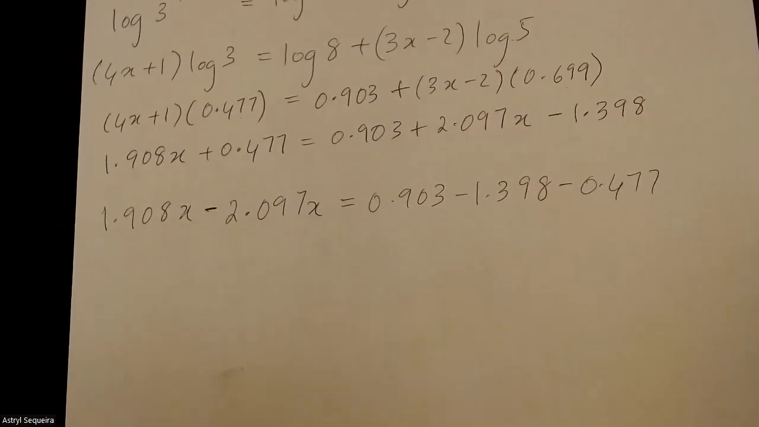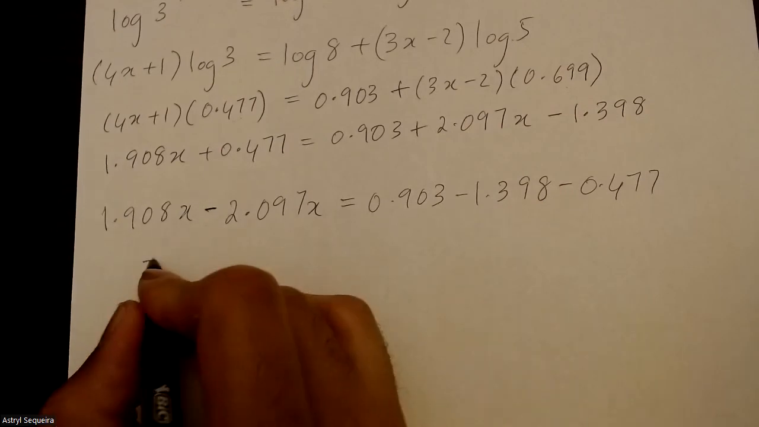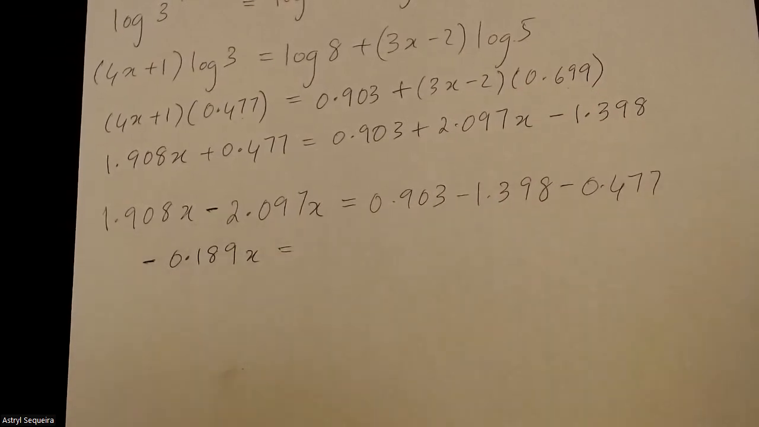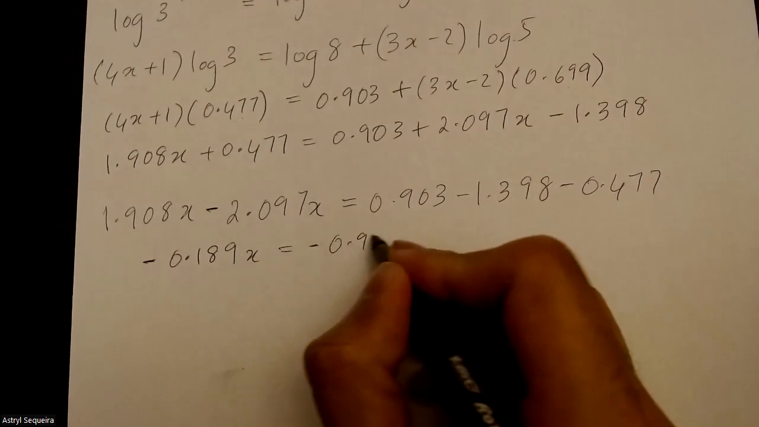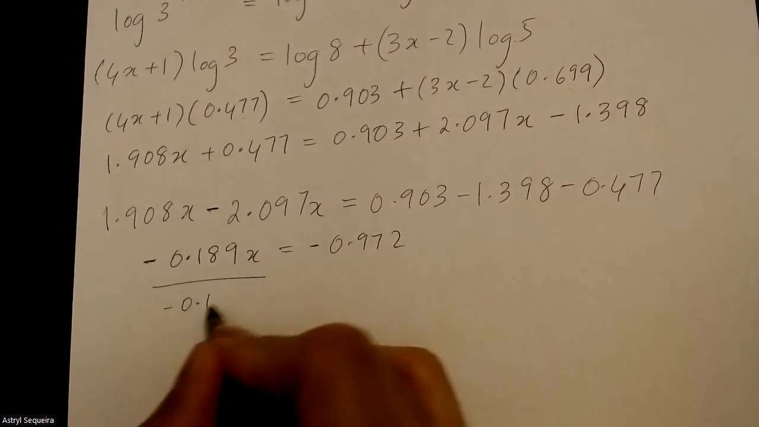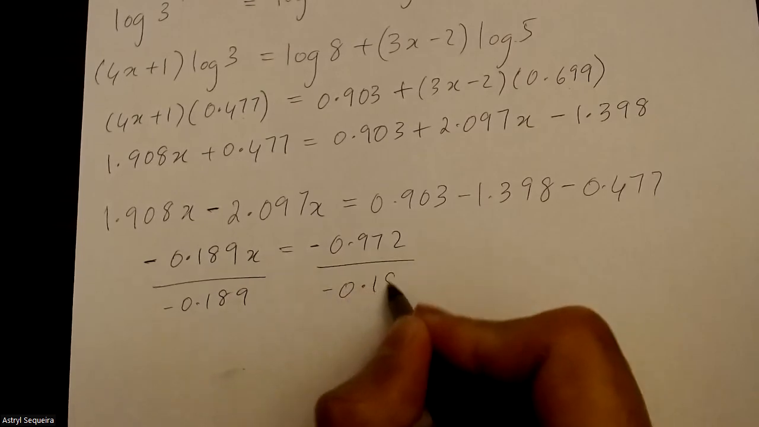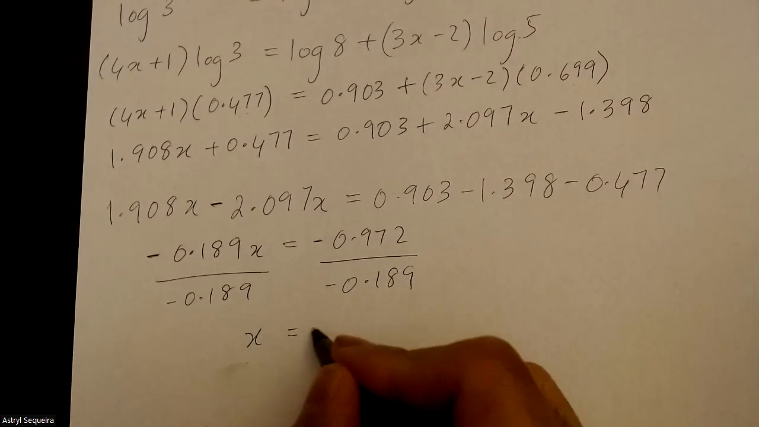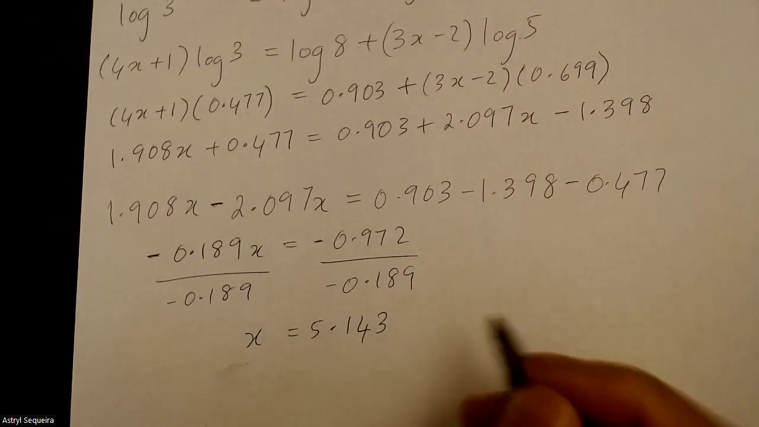I'll combine my like terms. Negative 0.189x equals negative 0.972, and then I'll divide both sides by negative 0.189 to isolate x. And I get my final solution to just be approximately 5.143.